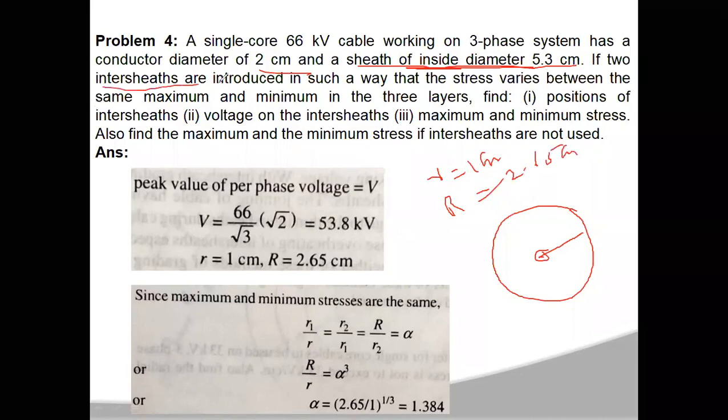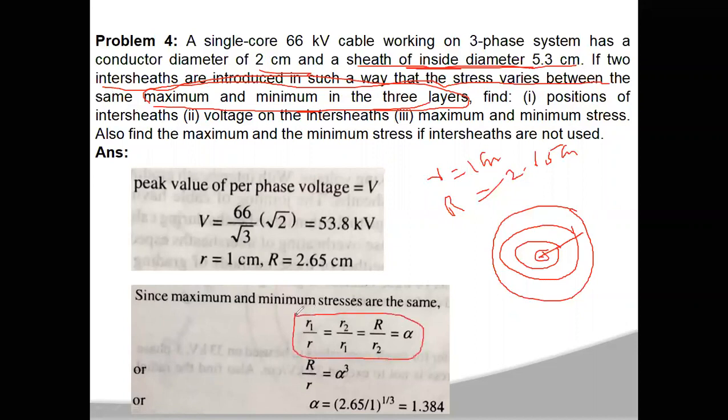Now, two intersheaths are introduced in such a way that the stress varies between the same maximum and minimum values in three layers. You are going to introduce two intersheaths here, and given here is that the maximum and minimum stresses in three layers will be the same. So when the maximum and minimum stresses in three layers are the same, you can use this condition: R1 by r is equal to R2 by R1, which is equal to capital R by R2, equal to alpha.